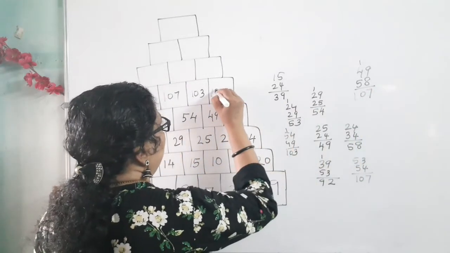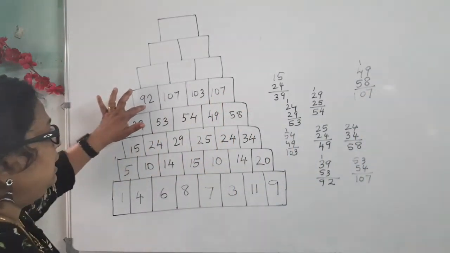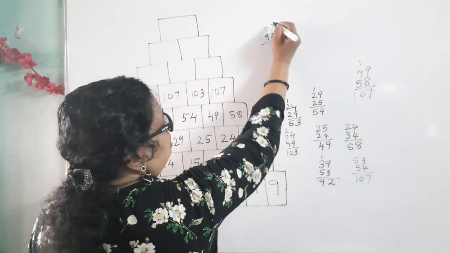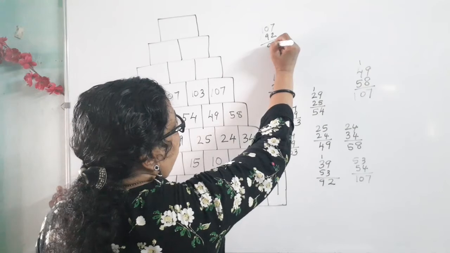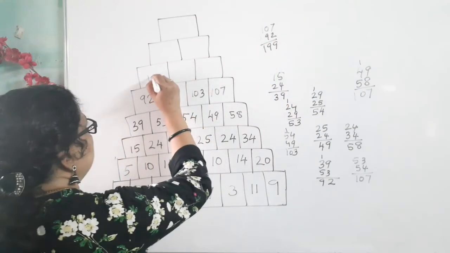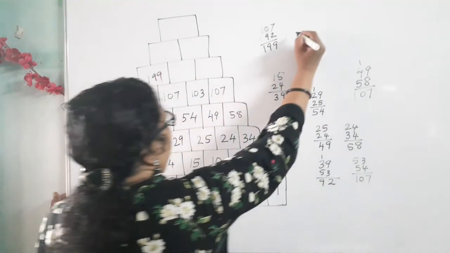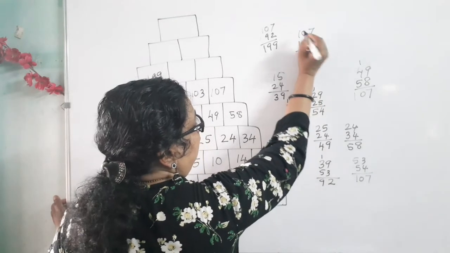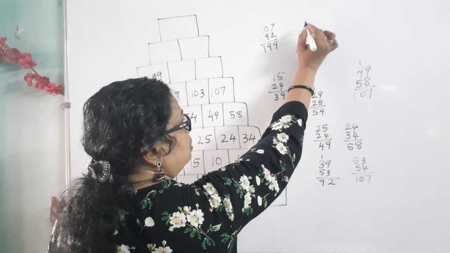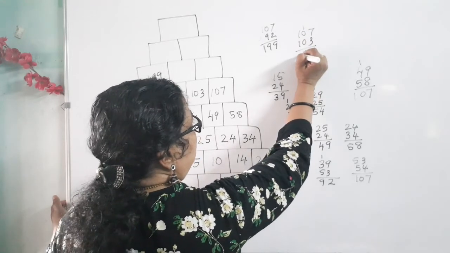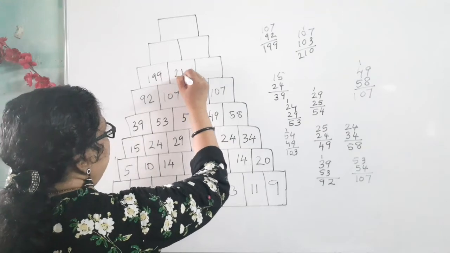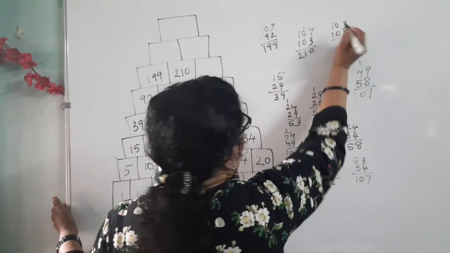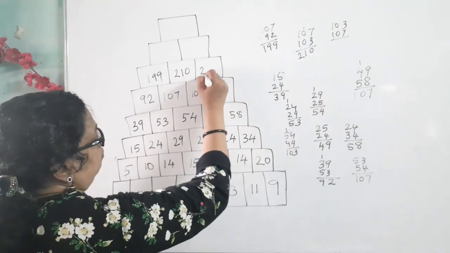So here 107. Then 92 plus 107. 7 plus 2, 9. 9 plus 0, 9. Then 1. That is 199. Then 107 plus 103. 7 plus 3, 10. 1 carrying, 0 plus 0, 0 plus 1, 1. 1 plus 1, 2. That is 210. Then 103 plus 107, that also here 210.